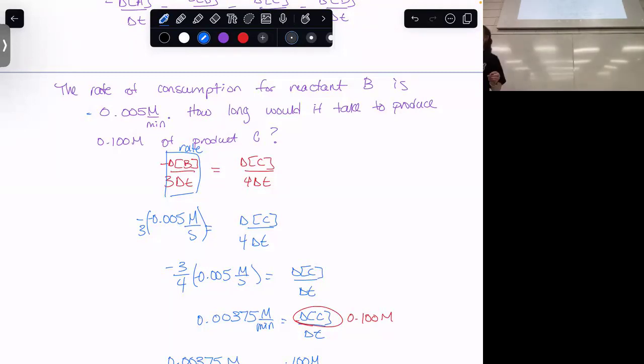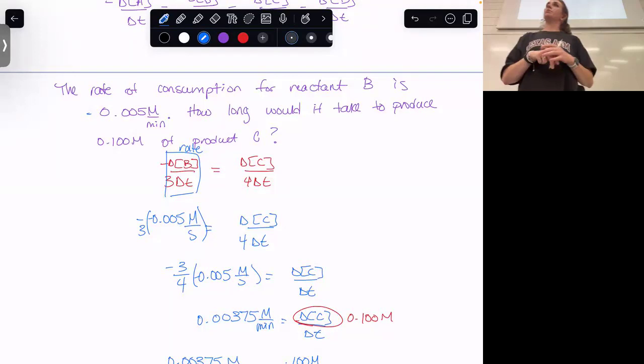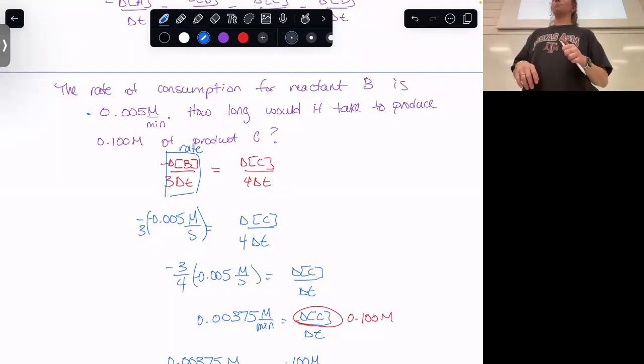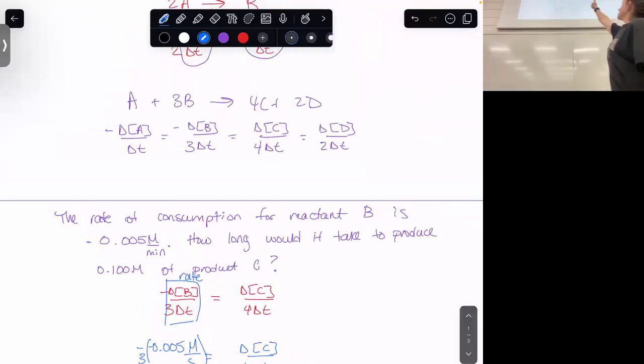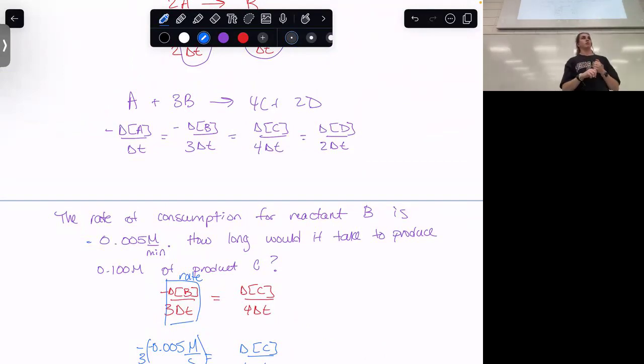Any other questions? Alrighty, what other questions do we have on rate laws or rates? One question. Is delta C the rate of consumption? Delta C is the rate of production for C, because in our original equation, C is a product. So the change in concentration for C is the rate of production of that product. Okay, does that make sense? Yeah. Okay. What else?